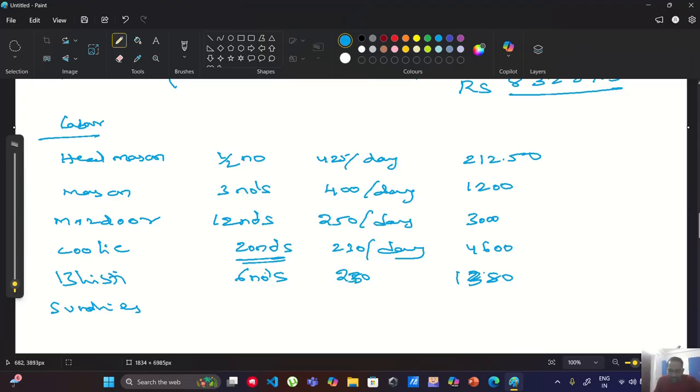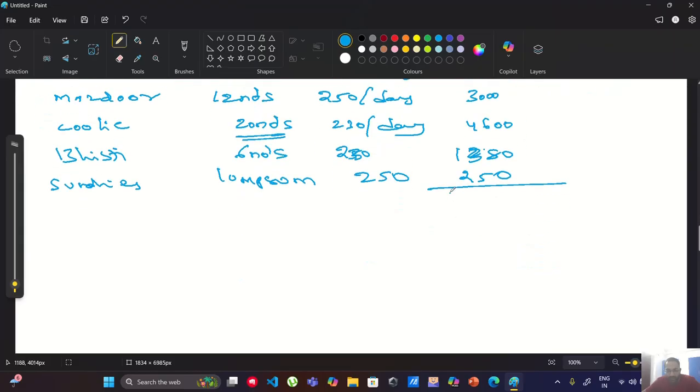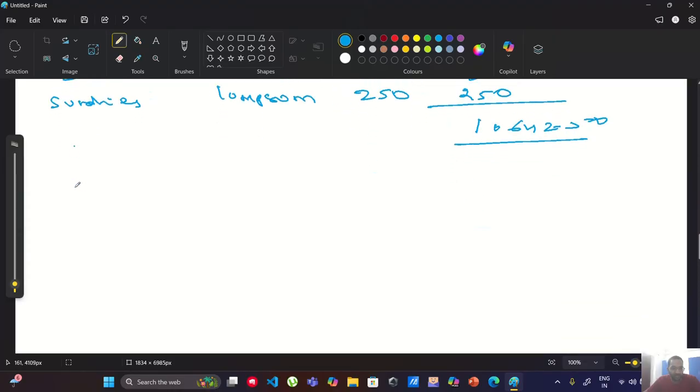And for Sunrise, I am taking a lump sum rate of 250 rupees, and this one is also 250 rupees. Finally, the final rate of these labors is 10,642.50. This is the rate to construct this particular work.